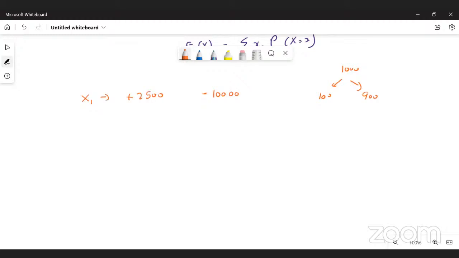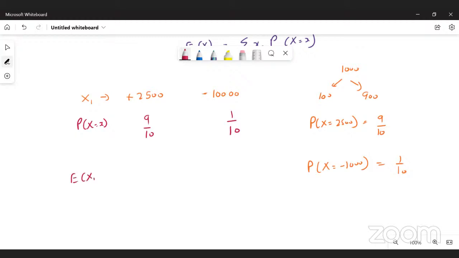So the probability that you will gain 2,500 is if you selected one of these 900 phones, right? That would be 9 over 10. The probability that you will lose 10,000 is if you have selected one of these defective ones. So the probabilities are 9 over 10 and 1 over 10, right? So you can find the expected value of the first phone. It would be 2,500 times 9 by 10 plus minus 10,000 times 1 by 10. You can compute this value.